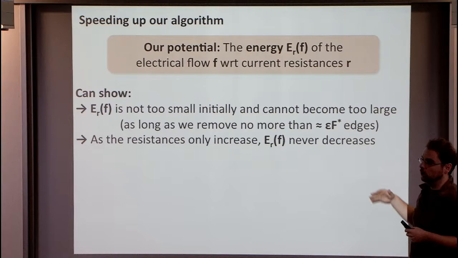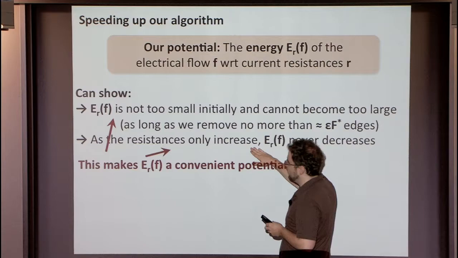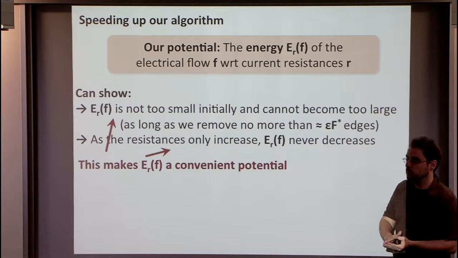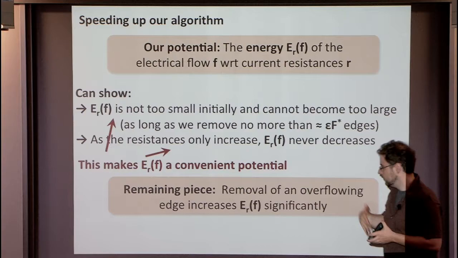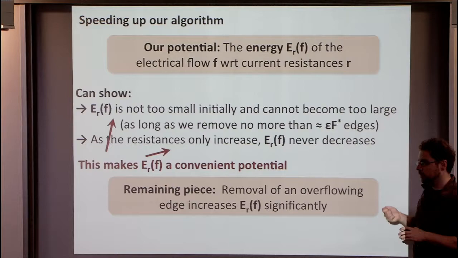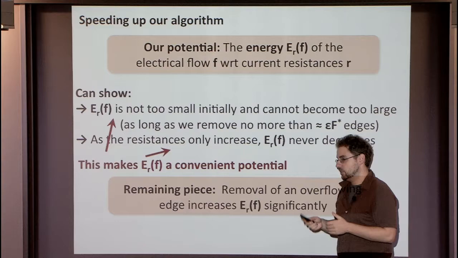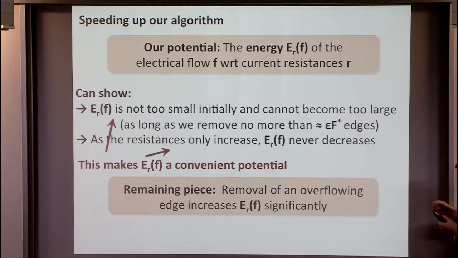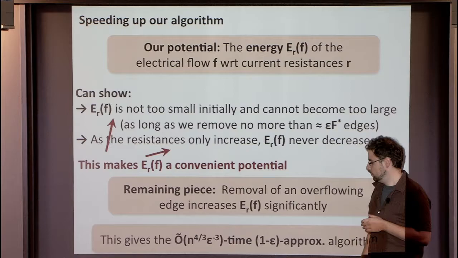So essentially, we have these two points that make our energy a good potential function. It always moves in one direction, it doesn't start too small, and it cannot get too large. The only missing piece that one needs to show, and I will not show it, but you can, is that removal of any overflowing edge ends up increasing the energy significantly. Okay, and essentially, once you put all the math on it and do all the calculations, you realize that setting rho prime to be roughly n to the 1/3 is the right setting. Okay, and this is the way you get this faster algorithm.